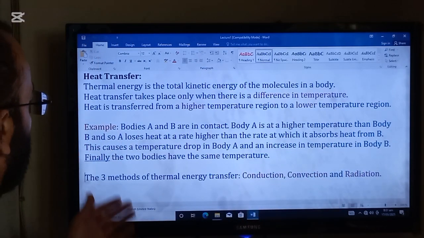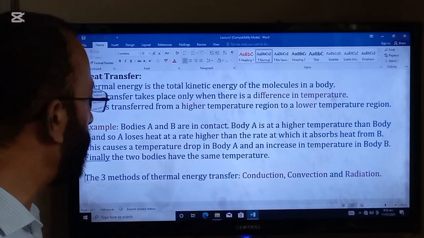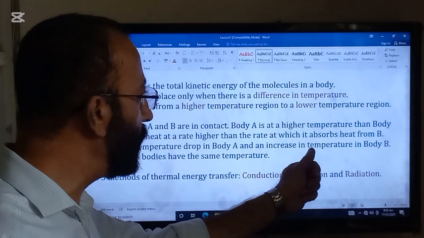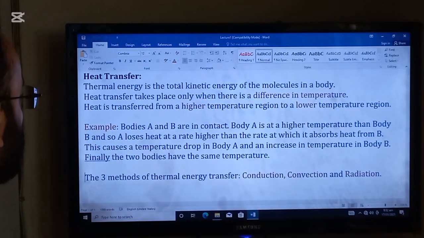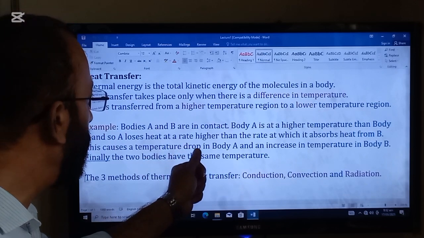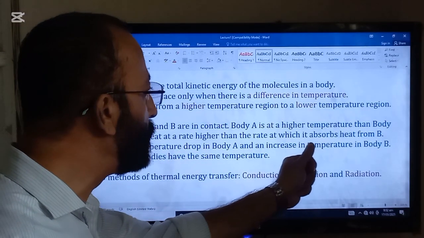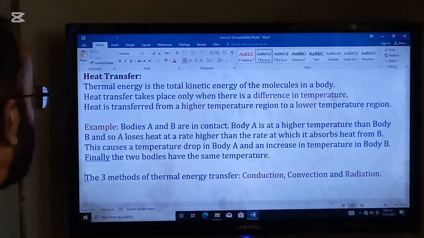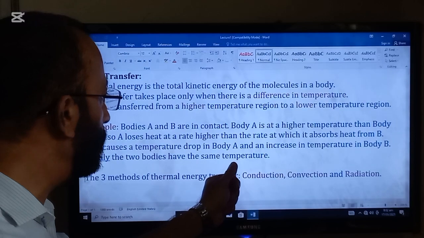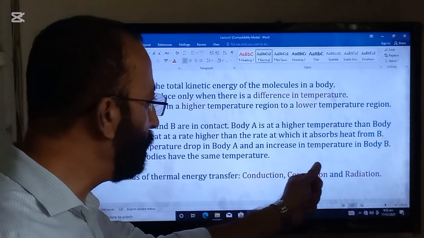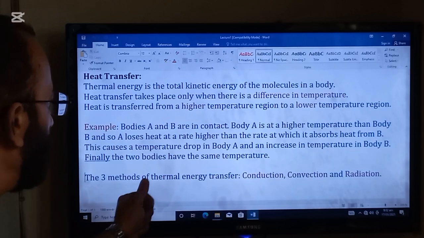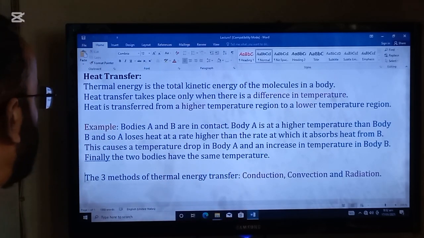An example is bodies A and B in contact. Body A is at a higher temperature than body B, and so A loses heat at a rate higher than the rate at which it absorbs heat from B. This causes a temperature drop in body A and an increase in the temperature of body B. Finally, the two bodies have the same temperature.